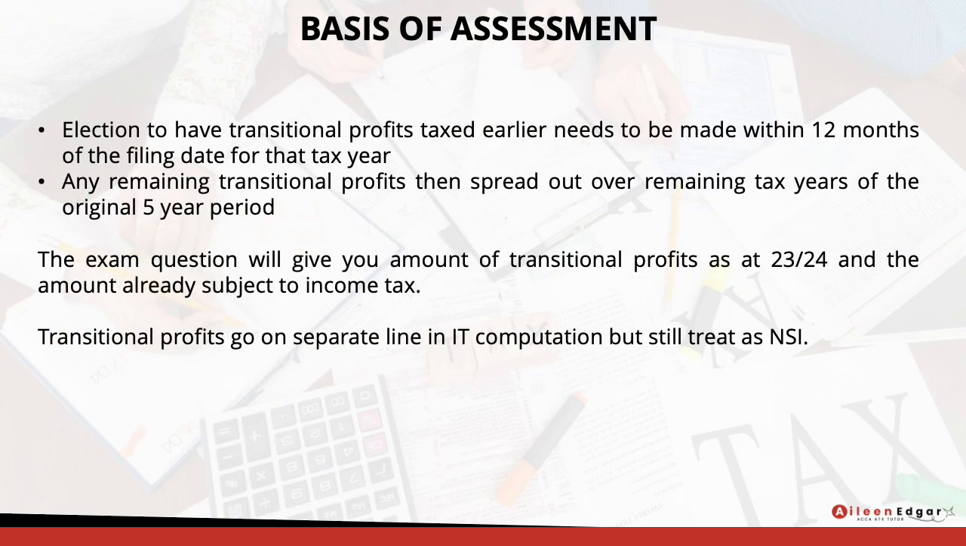Elections to have transitional profits taxed earlier need to be made within 12 months of the filing date for that tax year. Any remaining transitional profits are then spread out over the remaining tax years of the original 5-year period. The exam question will give you the amount of transitional profits as at 23-24 and the amount already subject to income tax. Transitional profits go on a separate line in the income tax computation, but still treat them as non-savings income, so keep them separate from other trading profits for the period. You will not have to do any calculations of the actual transitional profits amounts, as those rules are not examinable.